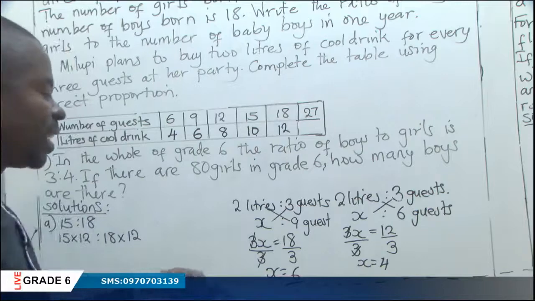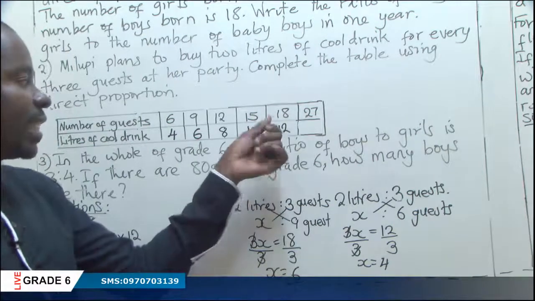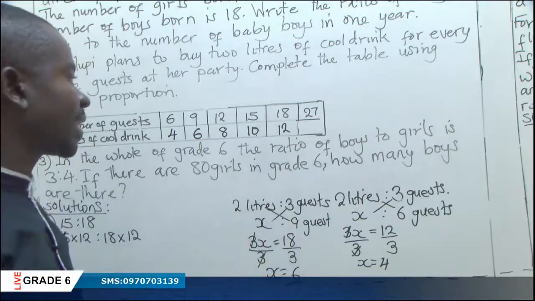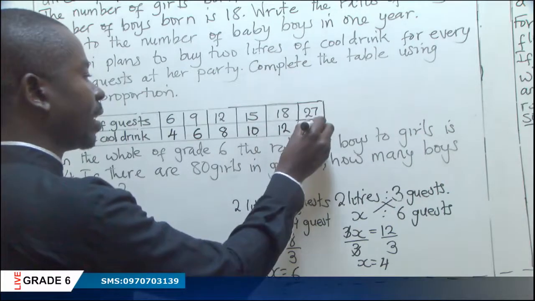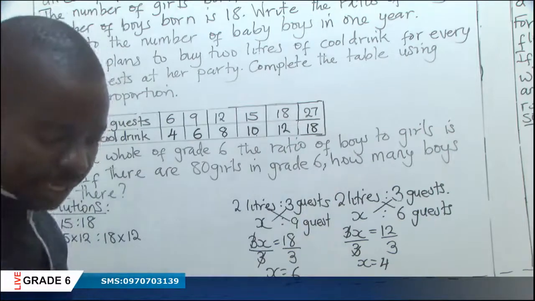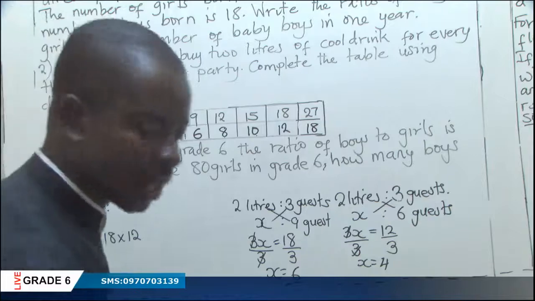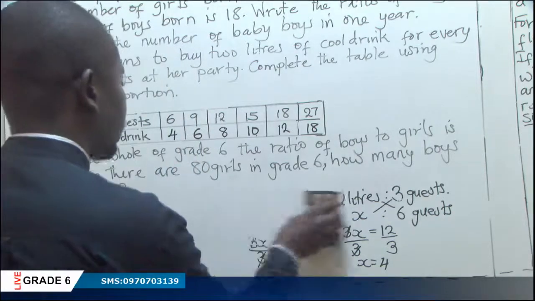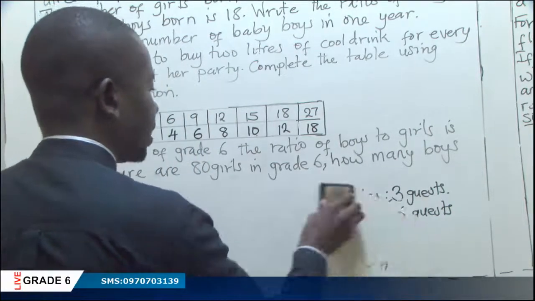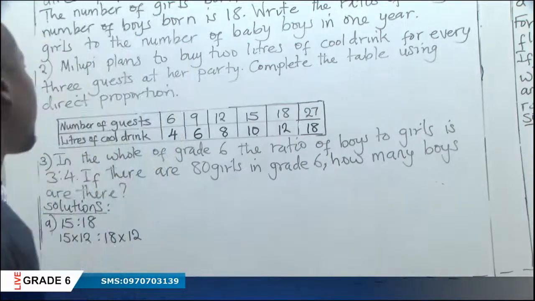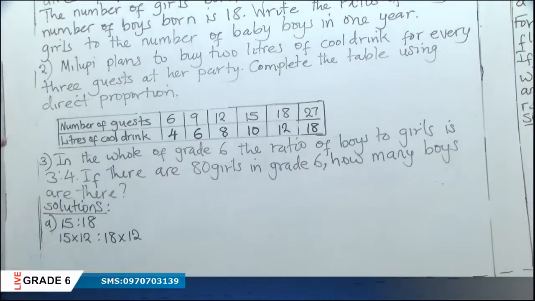So it means that 6 more liters were added. If we add 6 to 12, the answer will be 18. I hope you are following, boys and girls. All right, so the answer will be 18, meaning that we are done with the table. Now we go to number 3.